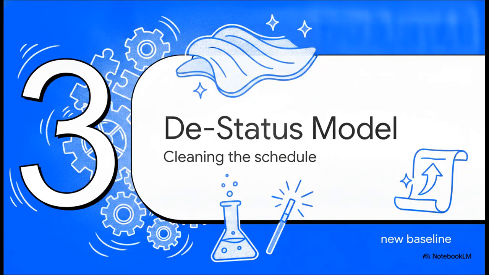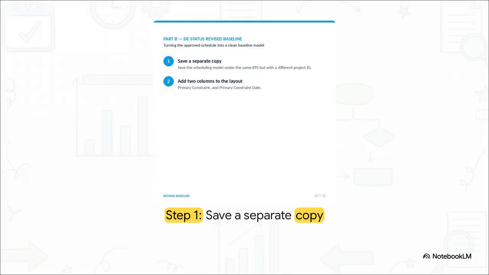Section 3. Part B. De-status the model. Now, what's really interesting about this is the absolute first, non-negotiable step you must take: save a separate copy. Literally, save your scheduling model under a brand new project ID. Once you've safely quarantined this new copy, add your primary constraint columns to your layout before you touch a single cell of progress data. Why?